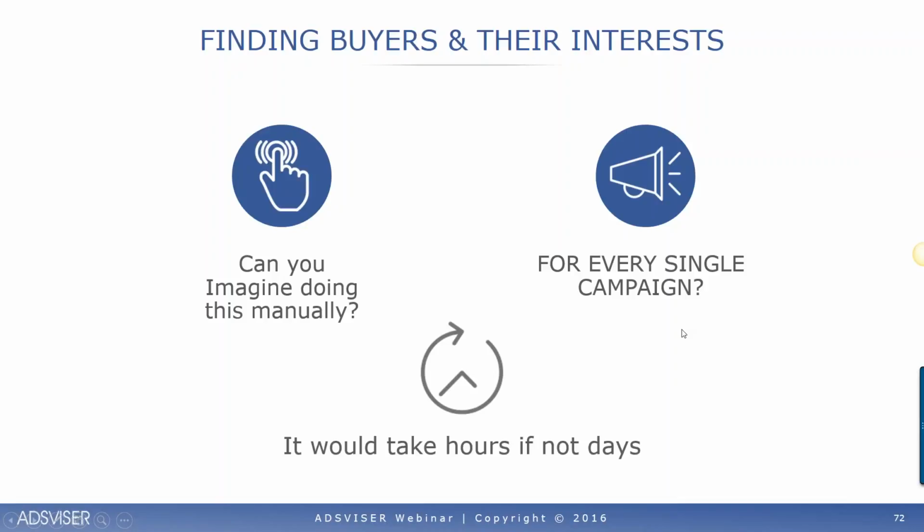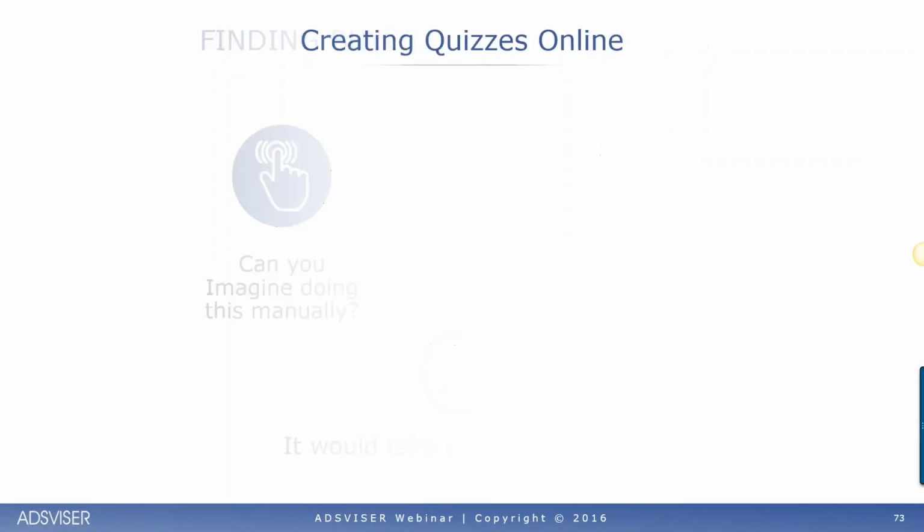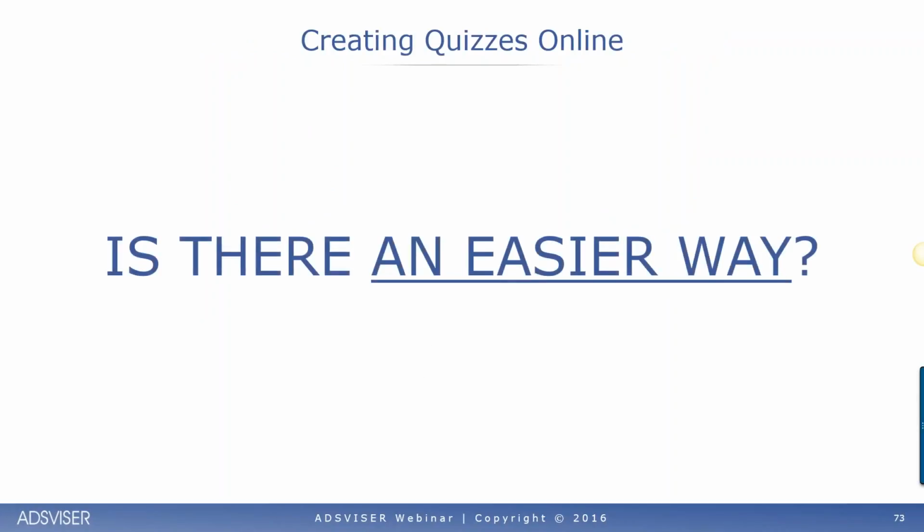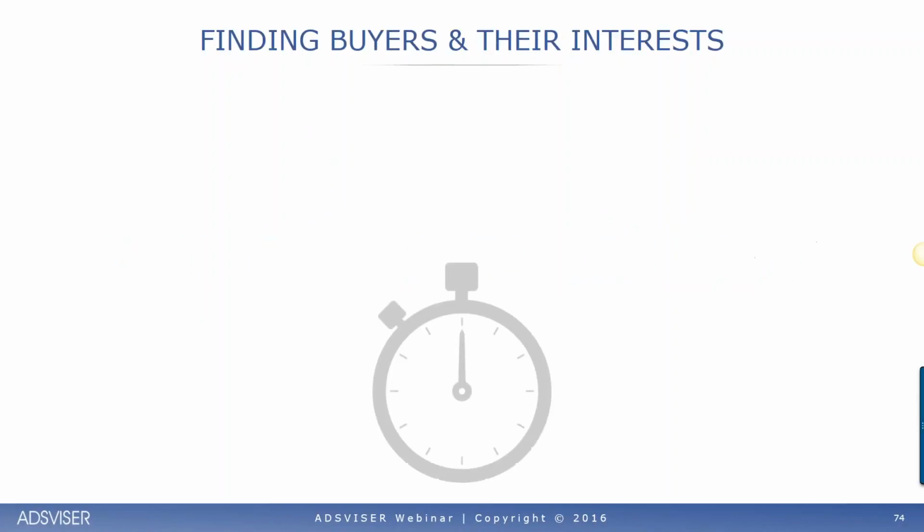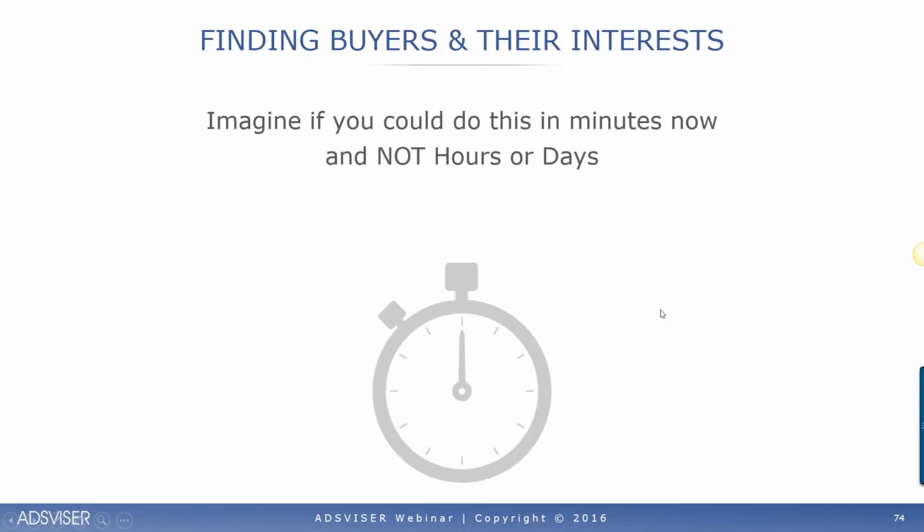Okay, it would take hours, if not days, to do. And it's not something that we can afford to do. So is there an easier way to do this? Finding buyers and their interests. Imagine if you could do it in minutes, guys.